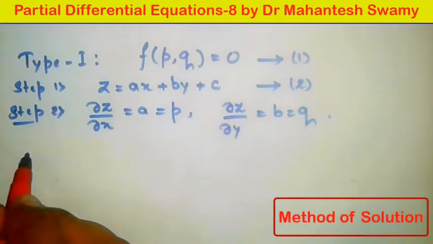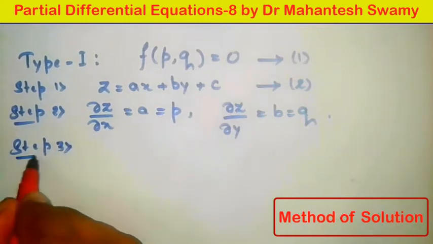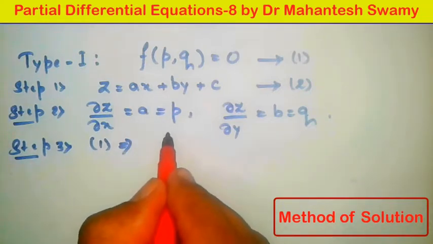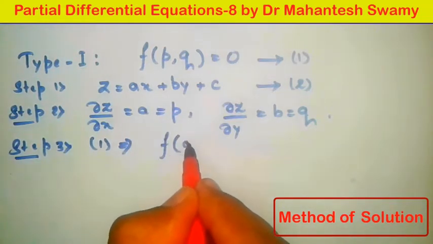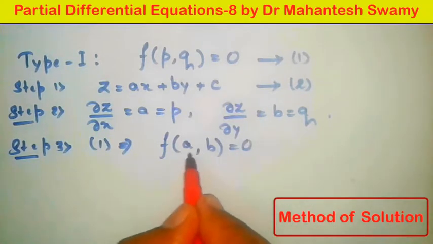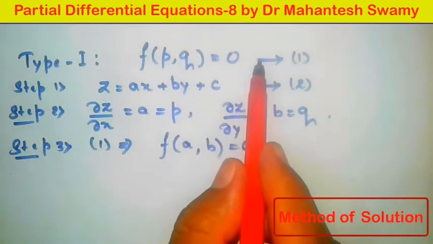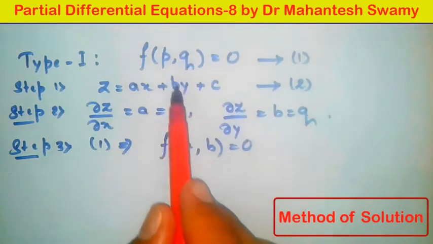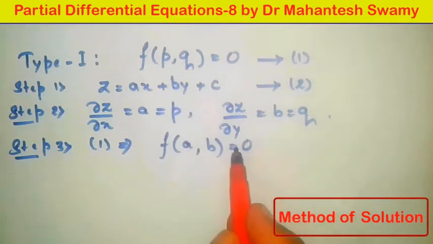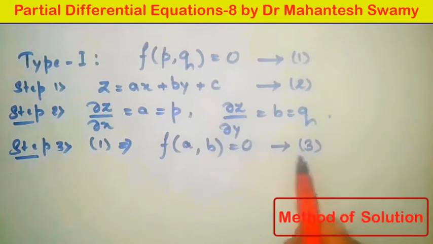So in step number 3, equation number 1 then implies f of a comma b equal to 0. That is, we will have some relation between a and b, as a result of equation number 1. By substituting the value of p as a and the value of q as b in equation number 1, we get this new equation, which we call equation number 3.